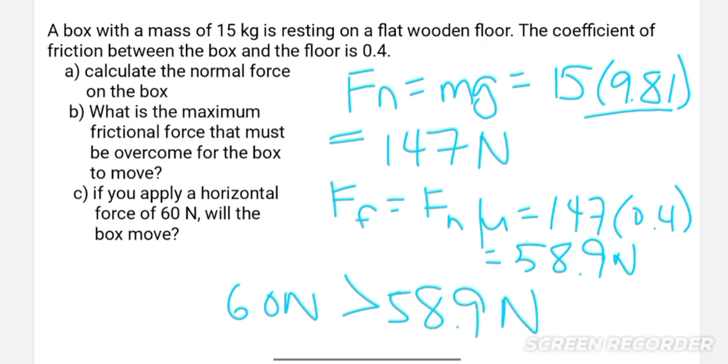So obviously, yes, it's going to go in that direction. It's going to go in the horizontal direction that it's being pulled. So let's assume it's being pulled to the right, it's going to go to the right. And that's the end. Thank you.